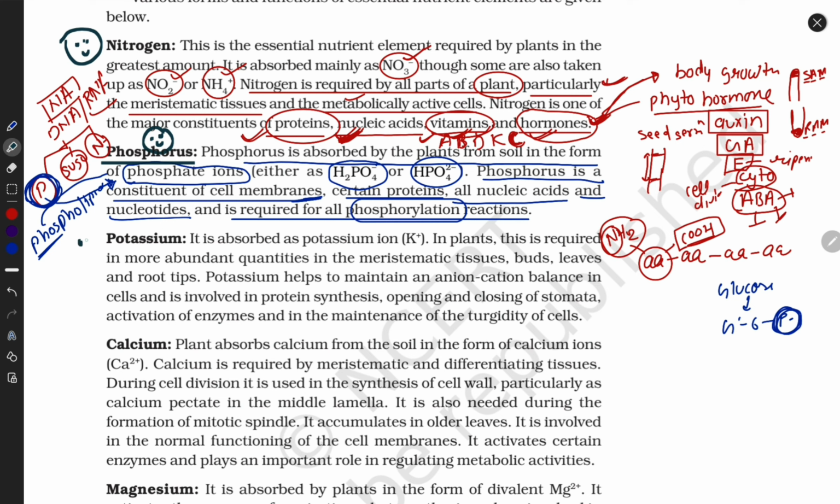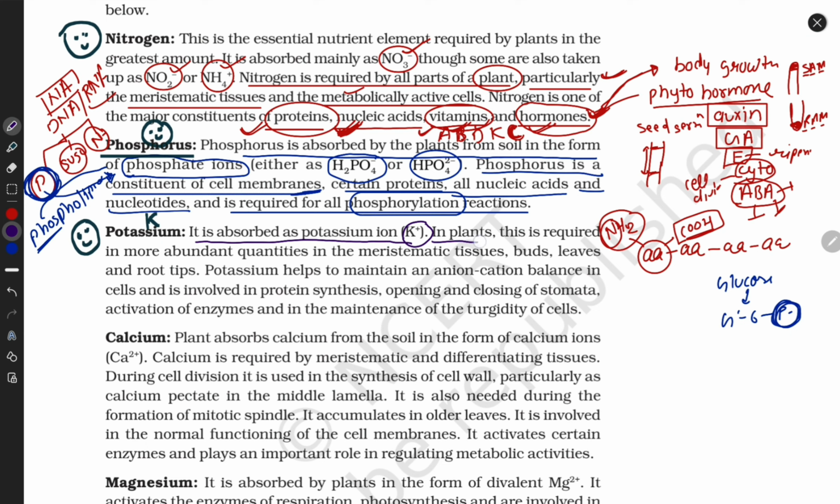Now let's move to potassium, guys. This is the symbol of potassium. Potassium is absorbed in the potassium ion form. Yes guys, it is absorbed in this single form. In plants, it is required in more abundant quantity in the meristematic tissues. The work of meristematic tissues is dividing. Buds, leaves and root tips have meristematic tissue. So potassium is present in meristematic tissues.